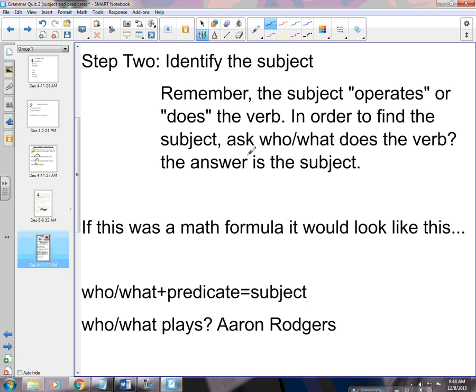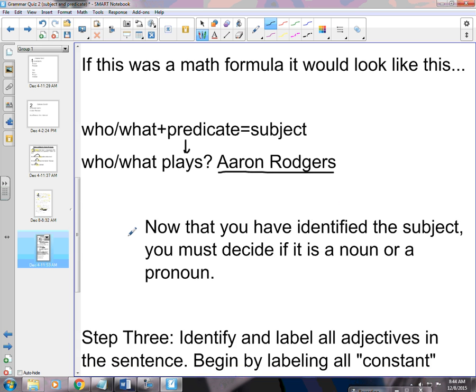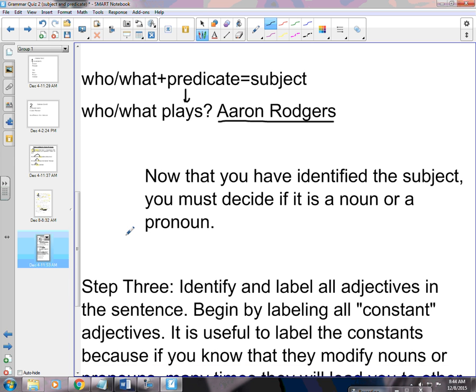If this was a math formula, it would look something like this: who or what plus the predicate equals the subject. We already know that the predicate in this sentence was plays. If we ask ourselves who plays, the answer is Aaron Rodgers. Aaron Rodgers is going to be your subject. Once you identify the subject, now all you have to do is determine whether that was a noun or a pronoun. The subject will always be either a noun or a pronoun. In this case, because Aaron Rodgers is a specific person, he is a noun instead of a pronoun.